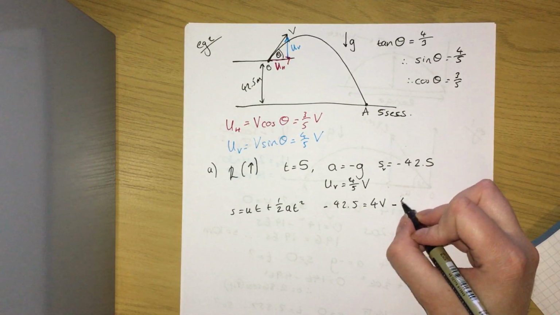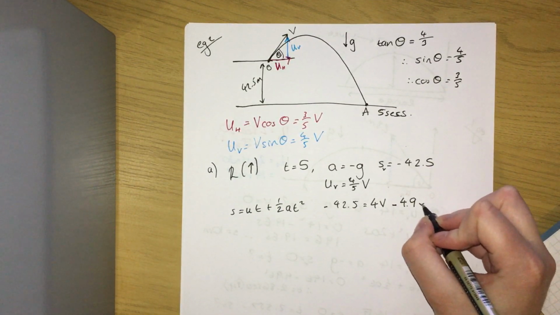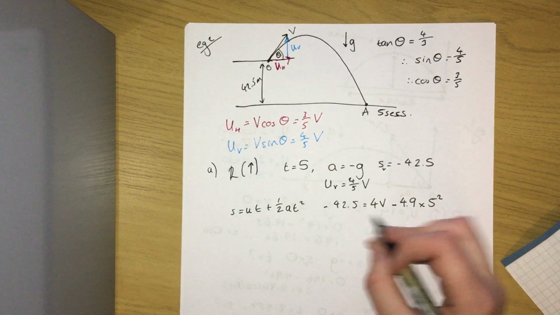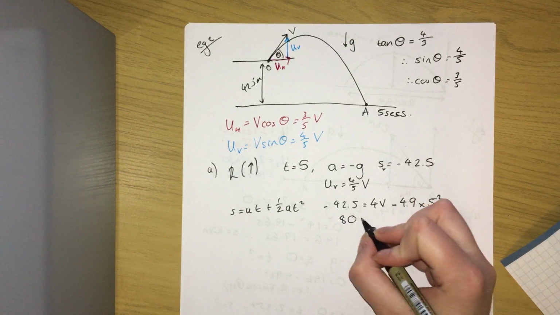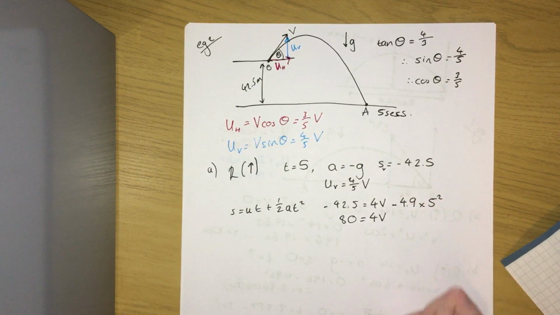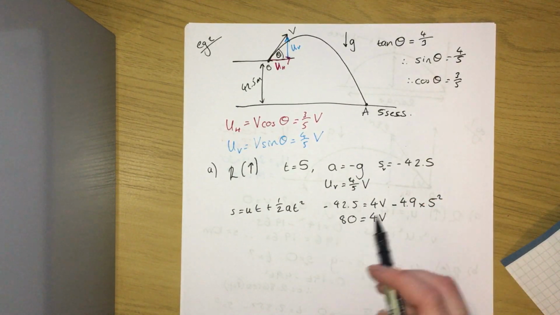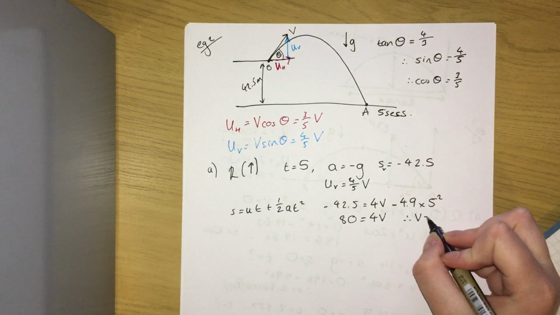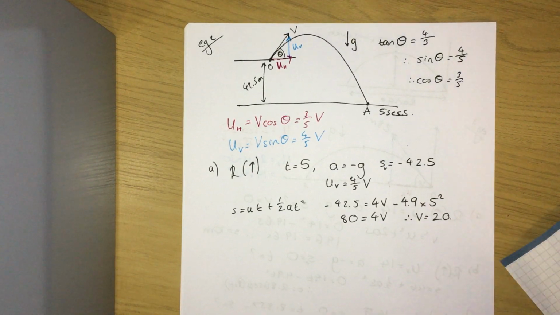Subtract half times g, which is 4.9, so it's negative 4.9 times 5 squared. If I rearrange that, I get 4v. Because I've shown all the substitution, it is enough to then skip to that step. Therefore, v is equal to 20.